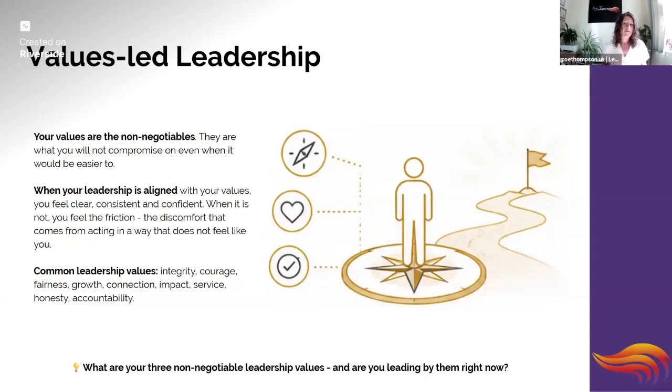Your team will have their own values. How you work all of those together will become very important. Today, we are focusing on your values. If you need to pause at this point to explore this further, think about what your 3 non-negotiable leadership values are and ask yourself the question, are you leading by them right now?